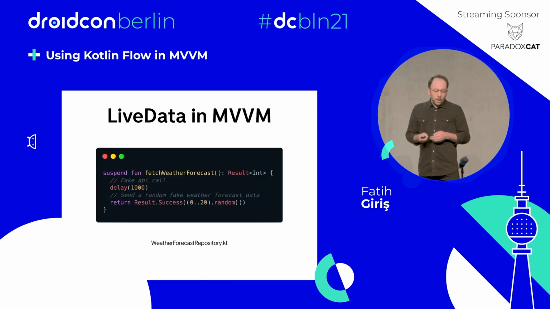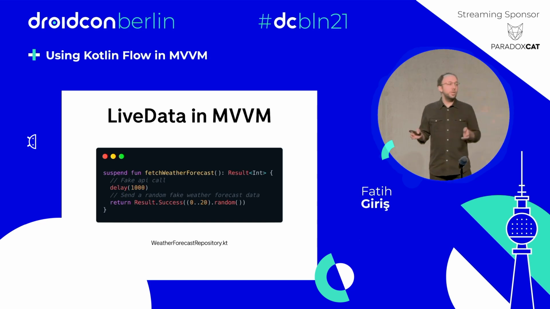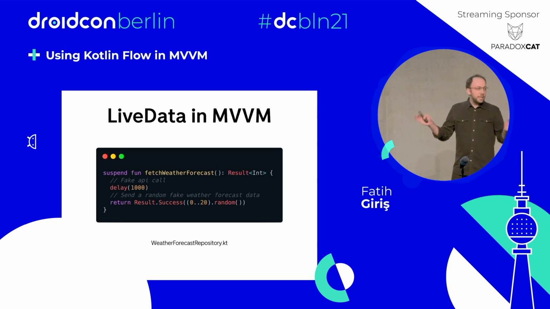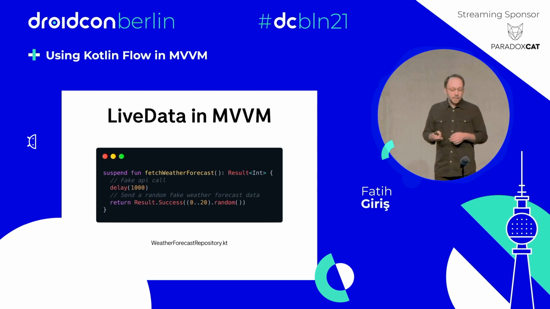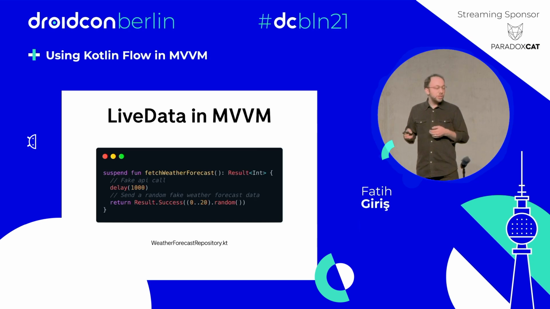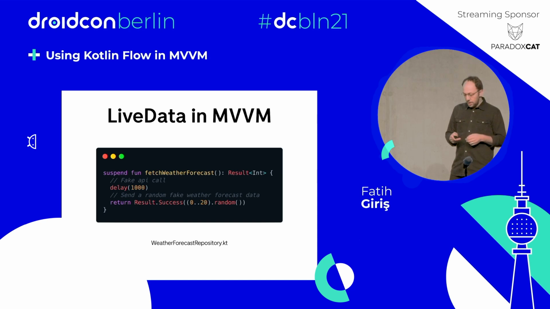So let's start with the repository. In the repository, we're just going to be doing one thing. We're not going to make an actual API call, but instead, I just added a fake API call, like a one second delay. Since it's a suspend function, you can call another suspend function, delay, and then we are just going to return some random value as a result, assuming that it's coming from the API. So now it's a suspend function in the repository.